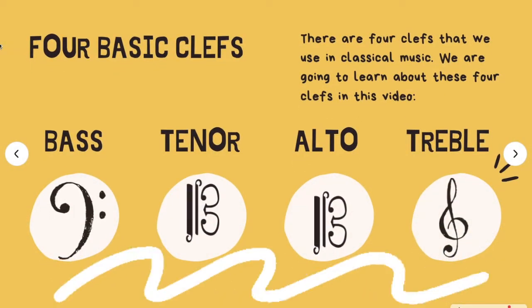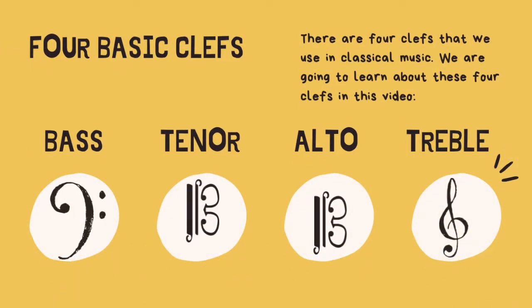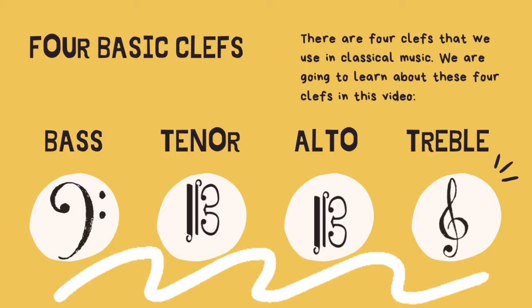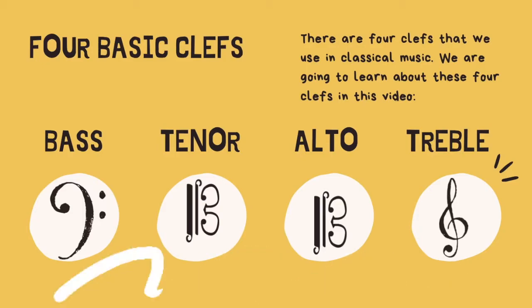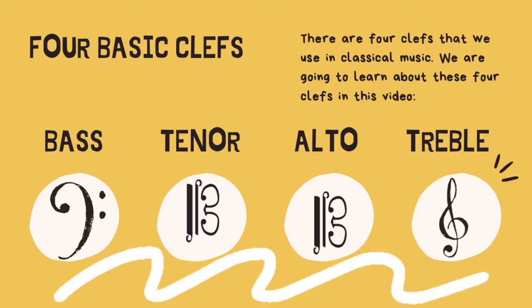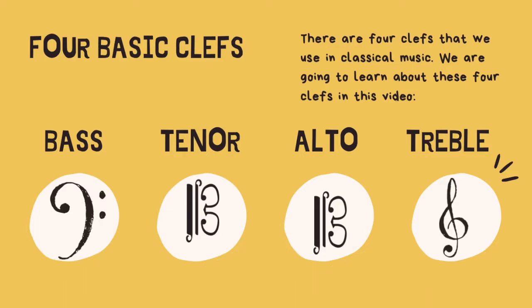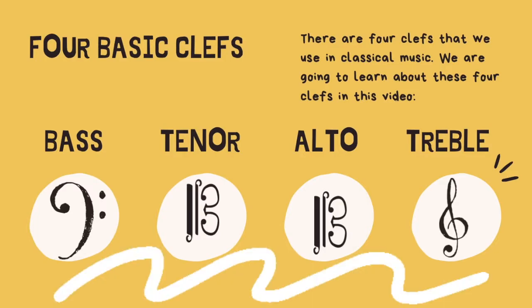So in this video we're going to talk about 4 basic clefs. They're the ones that you really need to know. We have, from left to right, the bass clef, then we've got tenor and alto. Those look quite similar. We'll look at how they're different a little later. And finally we have treble at the end.